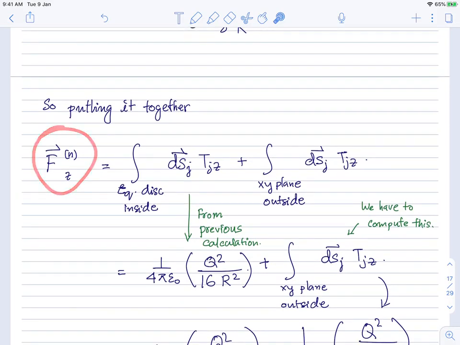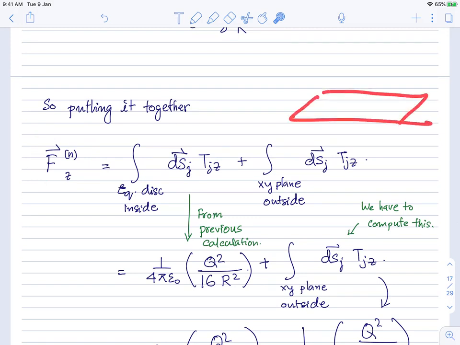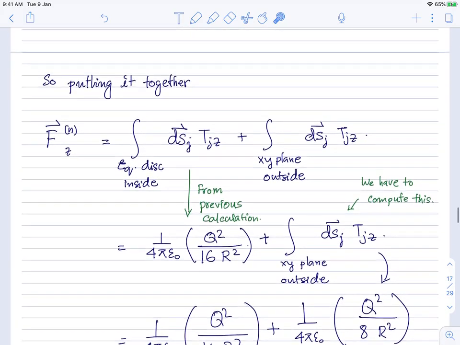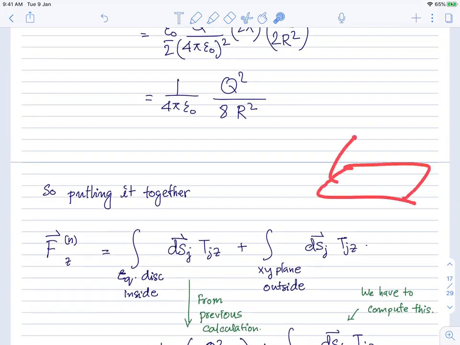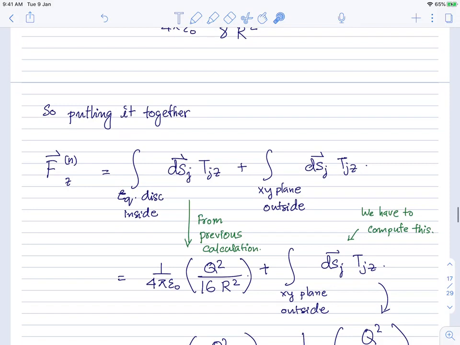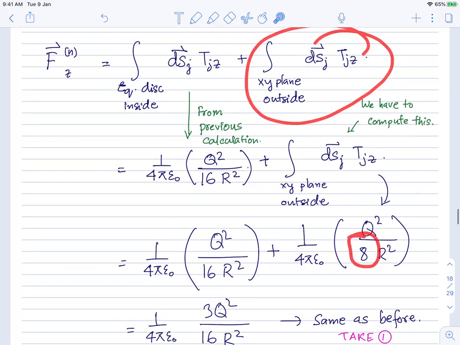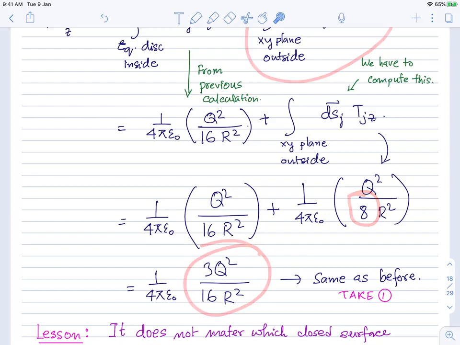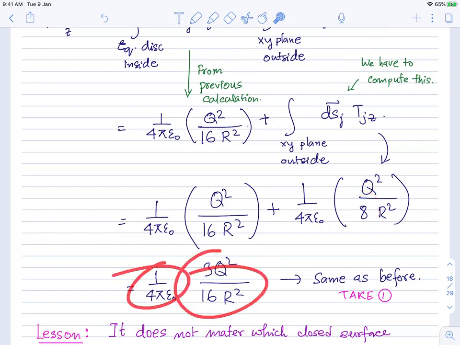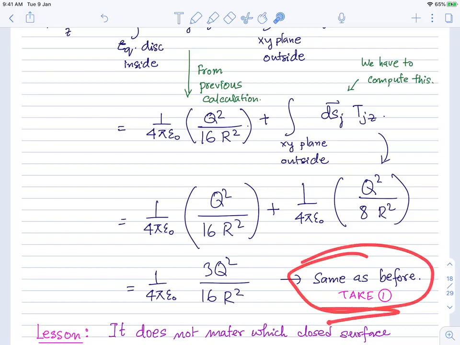So if you add them together for the force on the northern part, it's basically this whole plane. What we have done is, this northern part is here, and we have integrated the stress tensor over this whole plane from 0 to infinity. The idea is that we close the plane off using this hemisphere at infinity, which contributes 0, and the plane has two parts. One is the equatorial disk inside, that has this 1 over 16, and the part we just calculated has the 1 over 8. If you put them together, you will get 3q squared by 16 r squared, with the factor of 1 over 4 pi epsilon. That's the same as the answer you got in take 1.